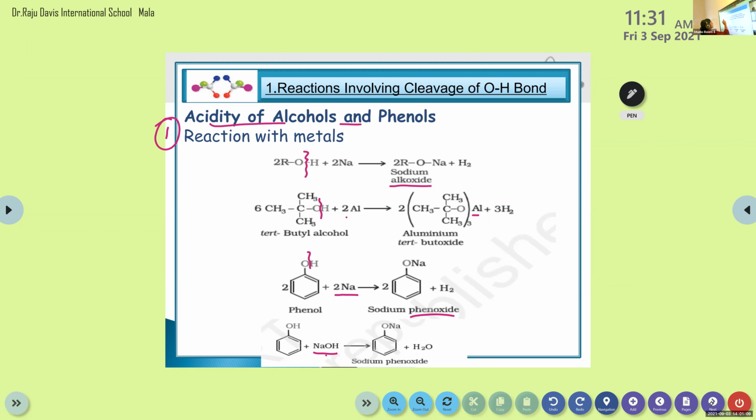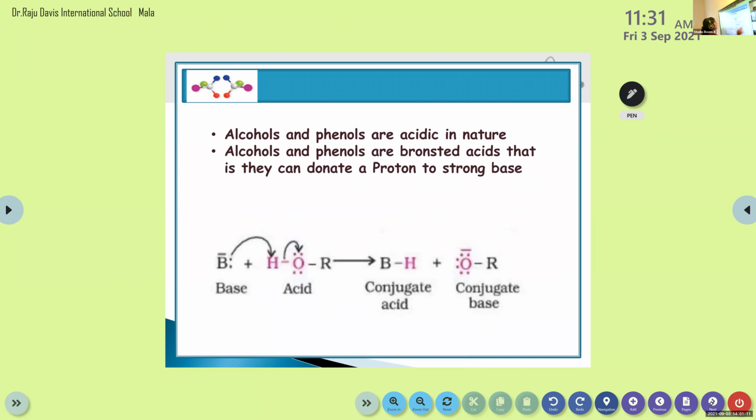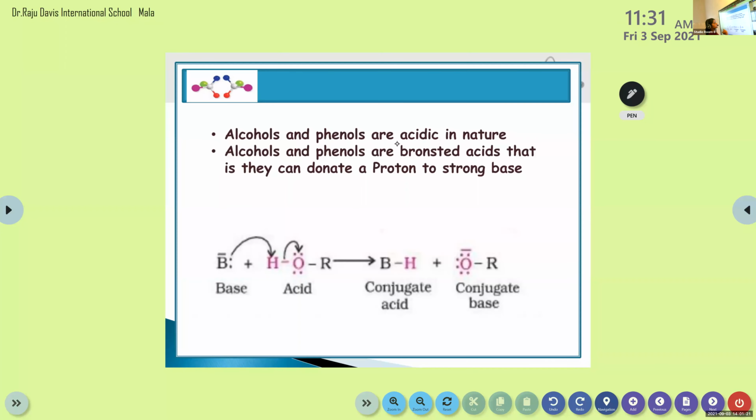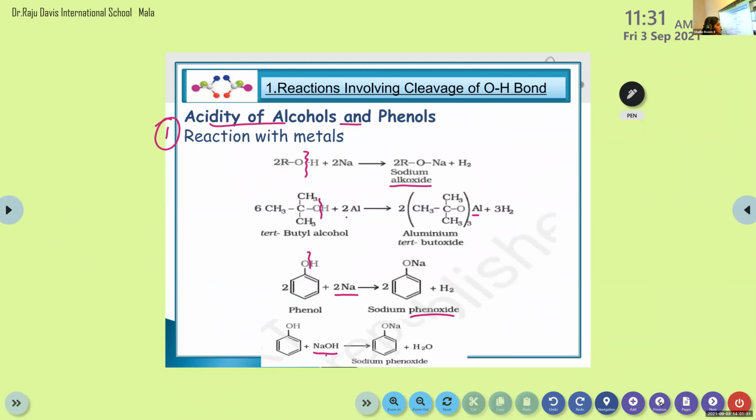Then here we are discussing the acidity of alcohols and phenols. From these reactions, we are confirming that alcohols and phenols are acidic in nature. That means they will donate H plus ions. In the previous reaction, one hydrogen was removed from the reaction, that means they are donating H plus ions. We always consider the acidic nature of substances by the donation of H plus ions, right?